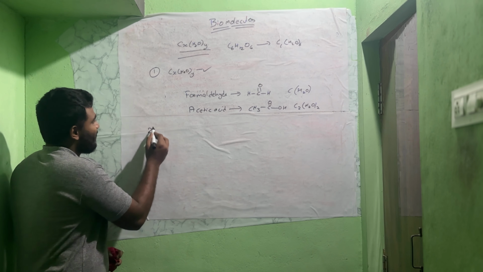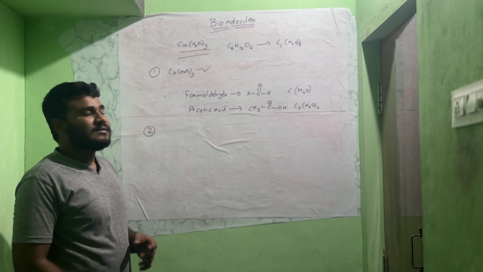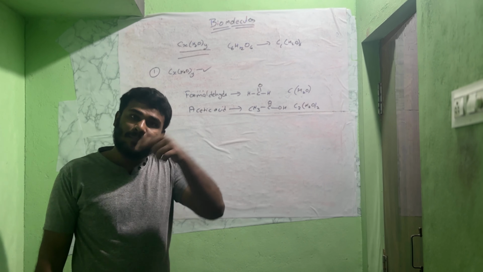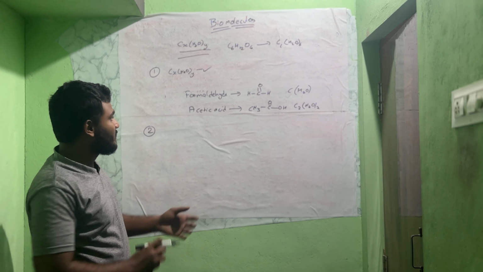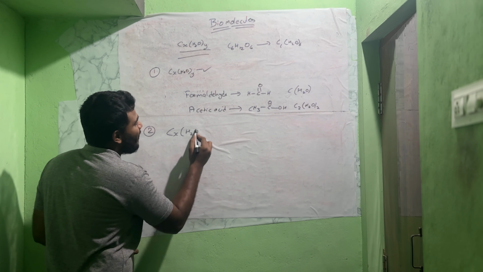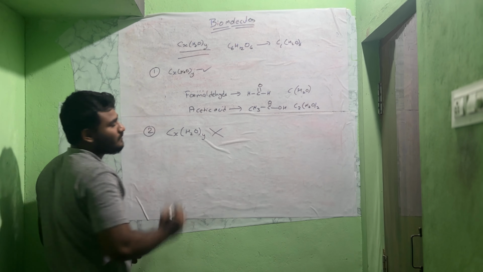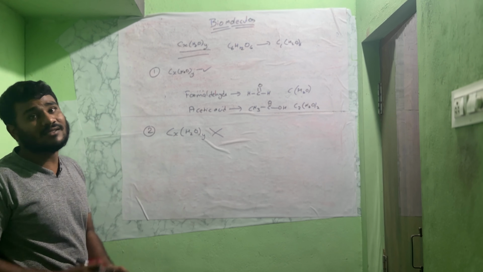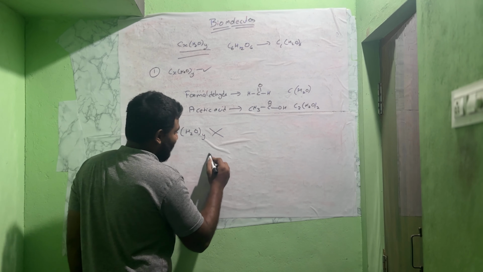Next we will see that some compounds don't obey the carbohydrate general formula, but they behave as carbohydrates. Some compounds don't satisfy this general formula, but they behave as carbohydrates. For example, rhamnose.